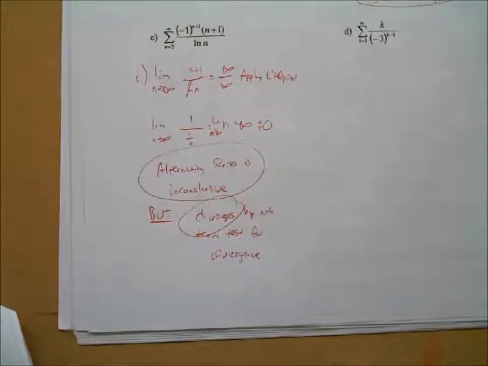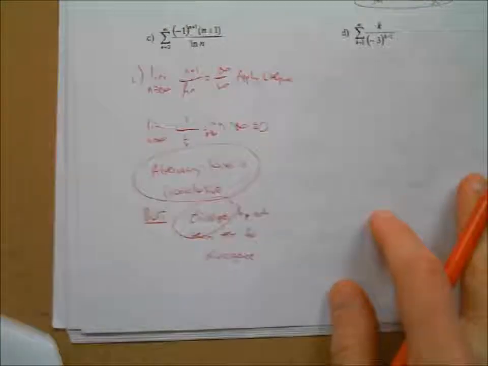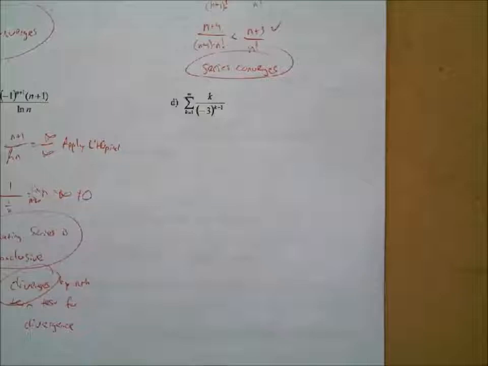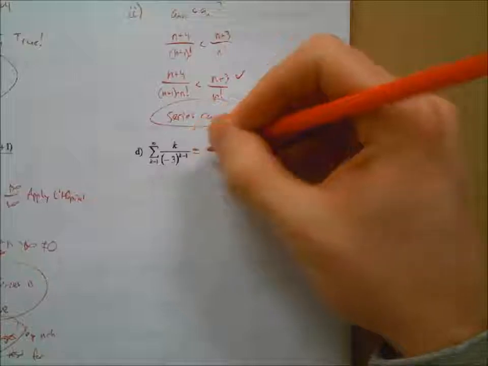Last one here. Letter D then. Okay. Letter D. All right. Is this alternating? It's kind of hard to see, but we can rewrite this a little bit.